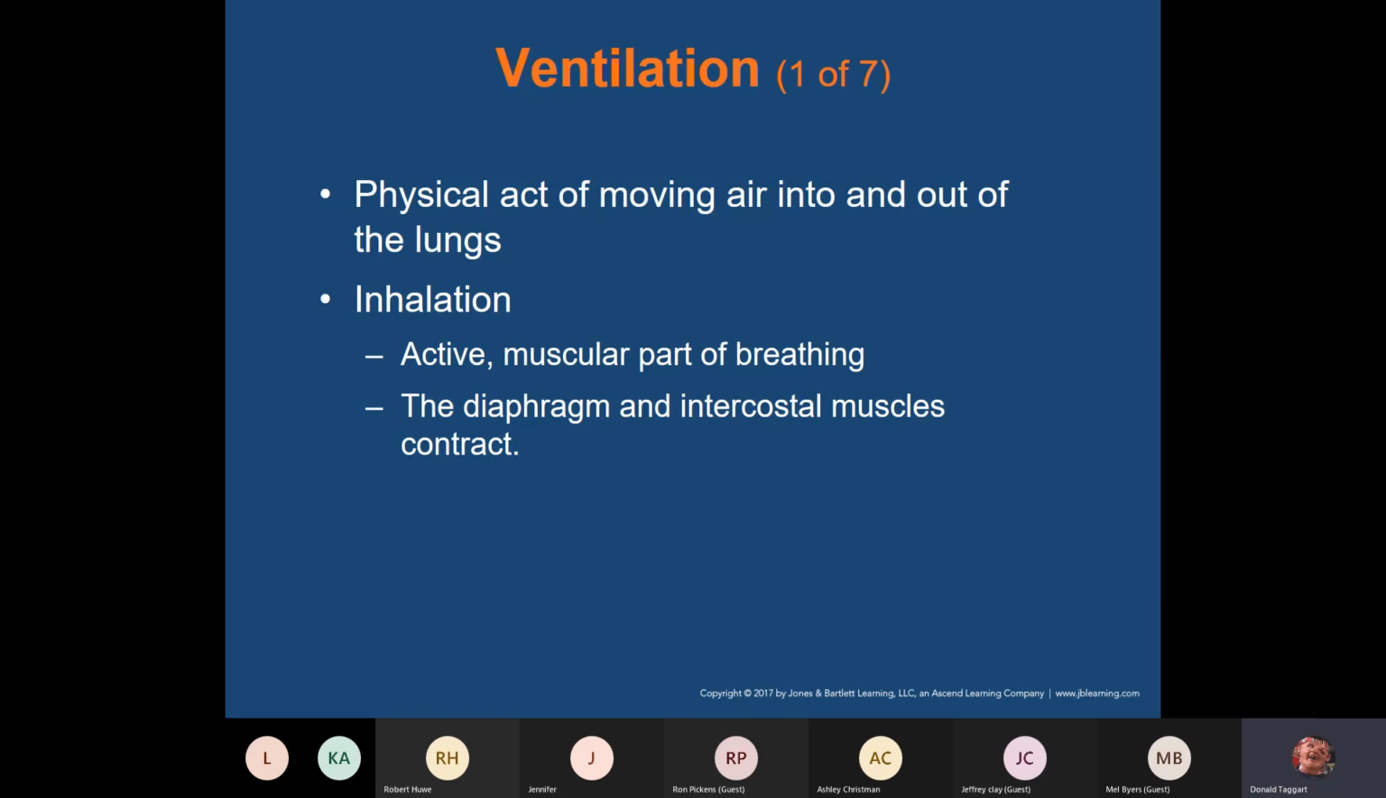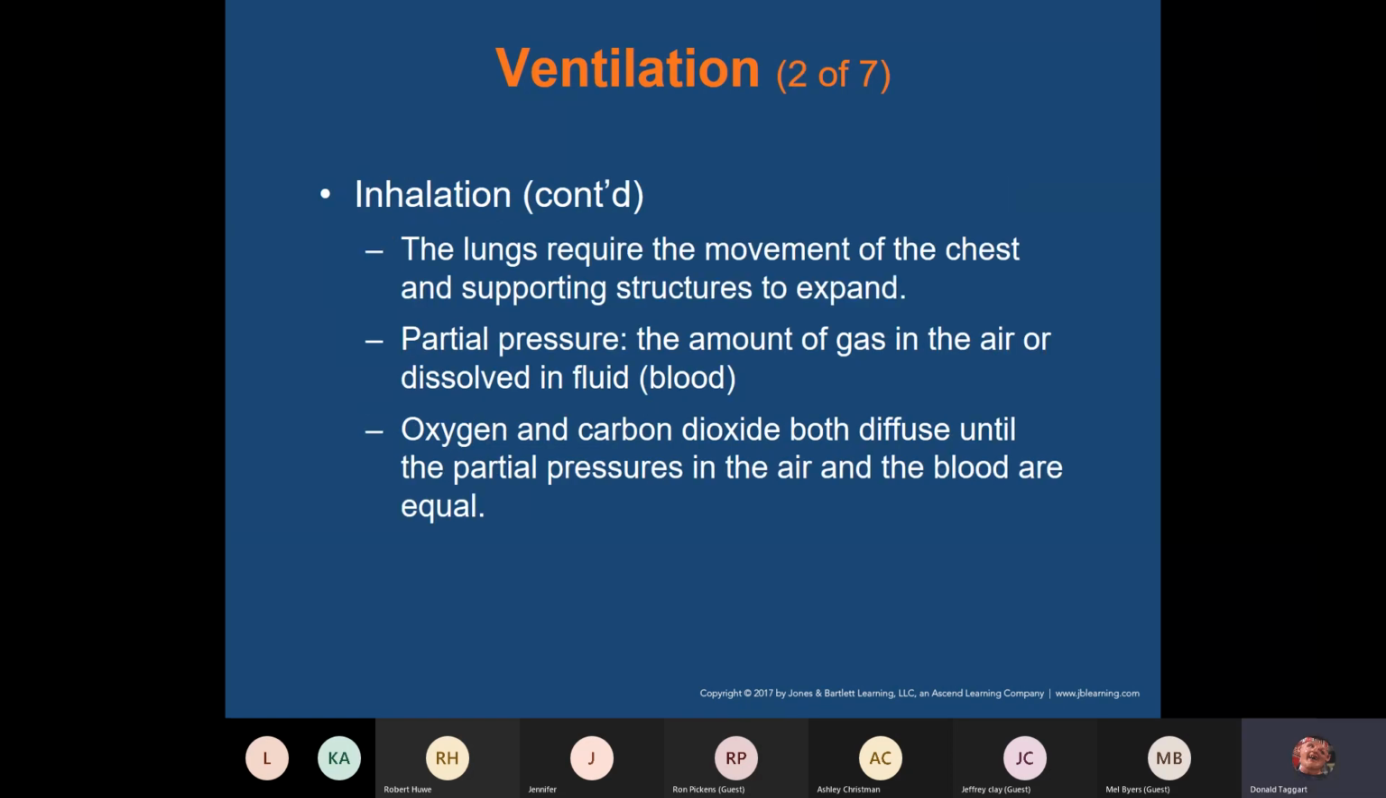So ventilation, we want air moving in and out of the lungs. We do that naturally. Our patients do it, hopefully on their own, which is inhalation. Okay, the lungs require the movement of the chest and supporting structures to expand. So partial pressure is the amount of gas in the air or dissolved in a fluid, so blood.